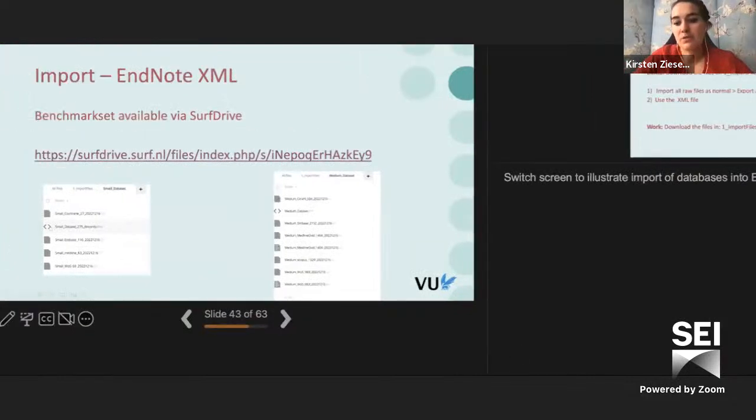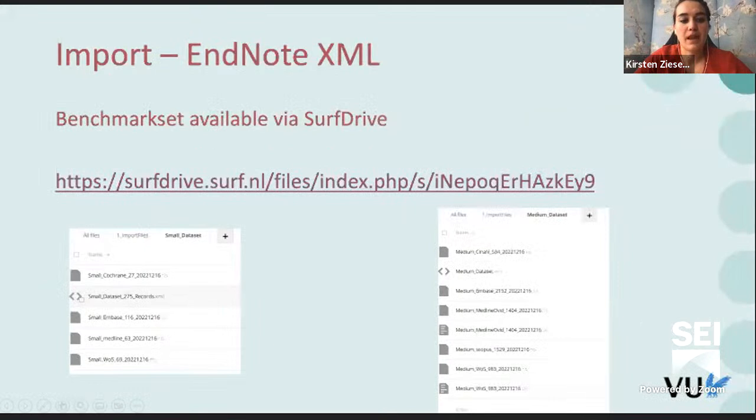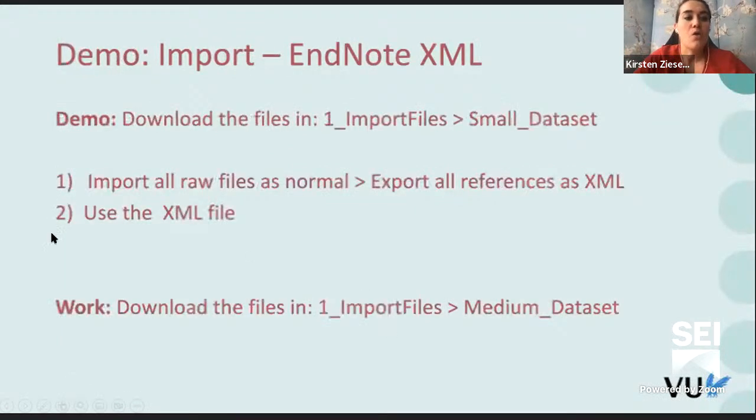And you could do it 2 ways. You could either download the entire folder and have all files, or you could just use the XML file that's also available. For the work part, we're going to download the files in the medium data set, and for the demo part, I'm going to use the small data set. Either way, it's all available in the Zurf drive, and I think all the link issues are being sorted right now in the chat. Thank you so much for supporting, guys.